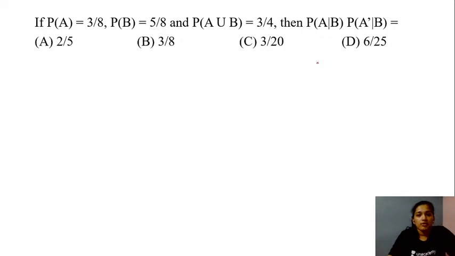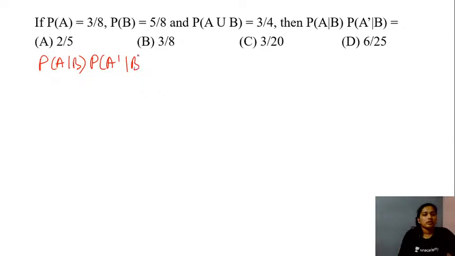Yes, so here you have your next question now on your screen. Probability of event A is equal to 3 by 8. Probability of event B is equal to 5 by 8. Probability of your event A or B is equal to 3 by 4. Then the probability of your event A given your event B into the probability of event A complement given your event B will be equal to which of the following options? So first of all, probability of your event A given your event B into the probability of your event A complement given your event B, right?